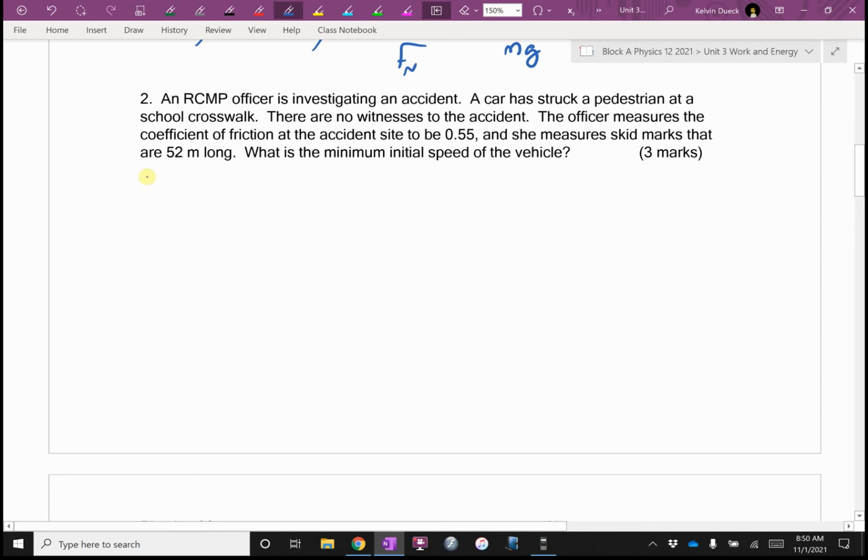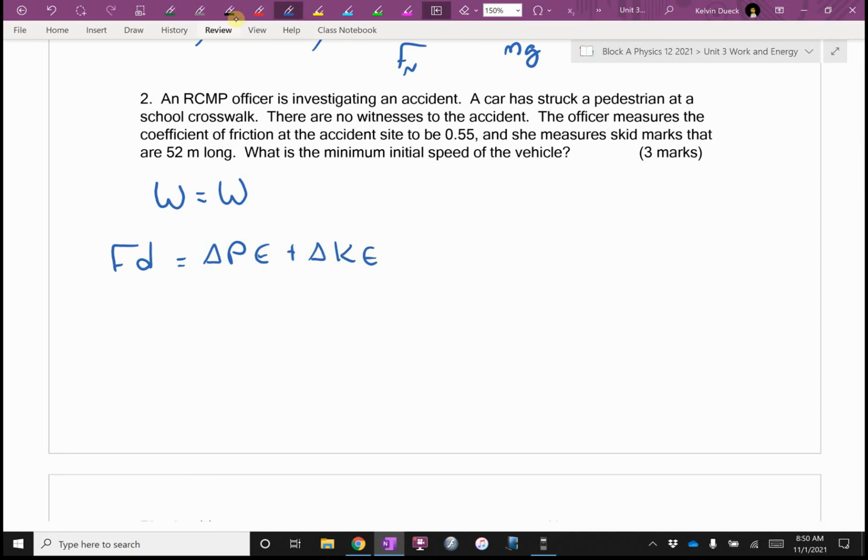So for this one, our approach was going to start out by saying a very obvious statement, work equals work. And what we were going to do is go force times distance equals change in potential plus change in kinetic. I think the change in potential is 0. And again, if there was a hill, you could figure out the change in potential and just include it, and you're still good to go. And the force was the force of friction.